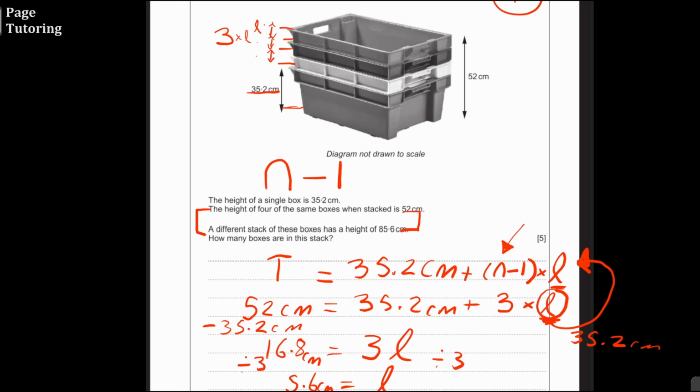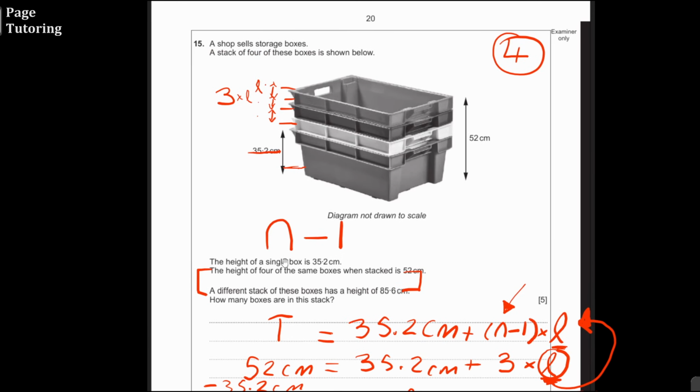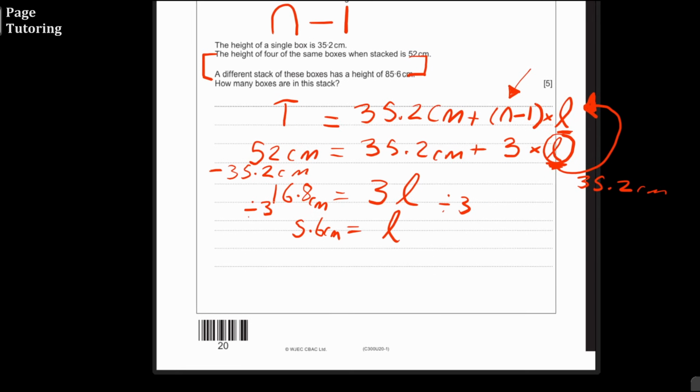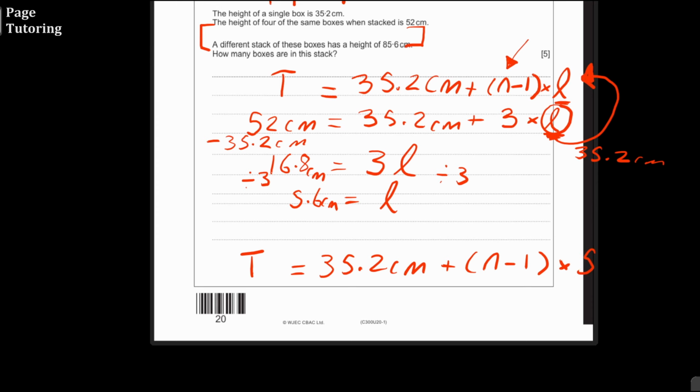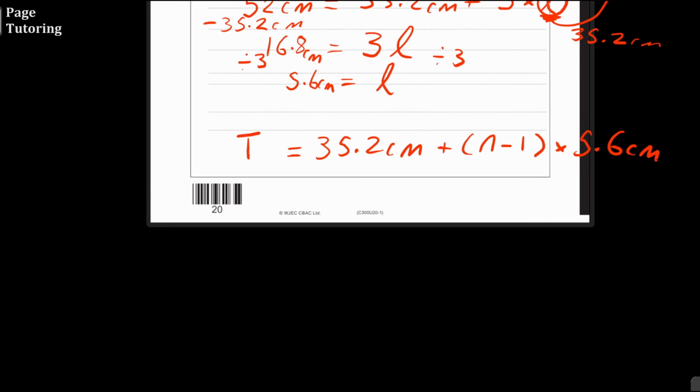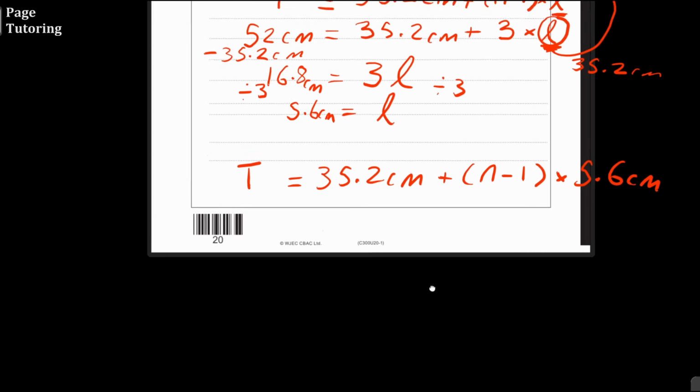And at that point, looking at the mark scheme, we can see that we have got 2 marks. You've already got 2 marks, and you've not even done the bit where you're finding out what this number is. Okay, so now we're going to put that value of L back into our original equation. So the total height would be equal to 35.2 centimeters plus n minus 1 times 5.6 centimeters.